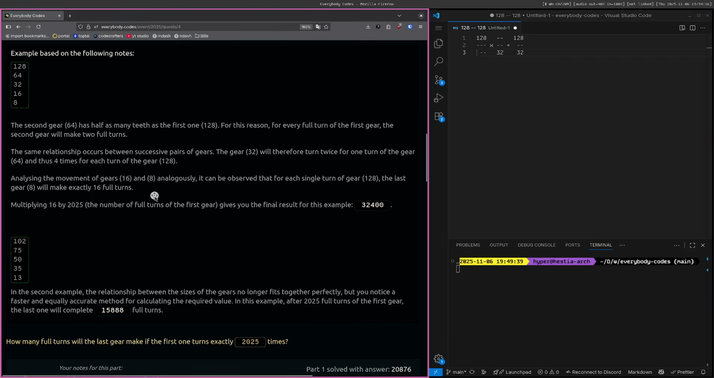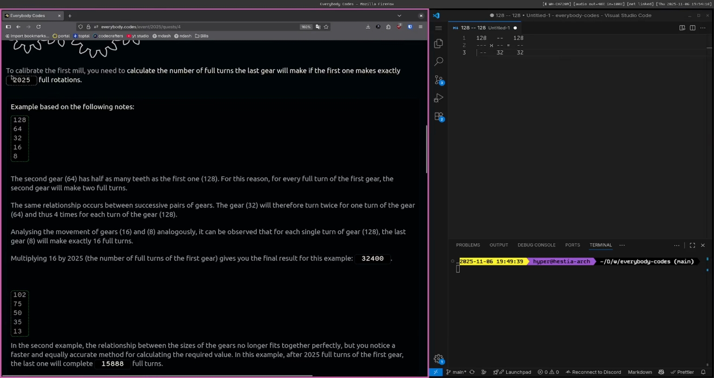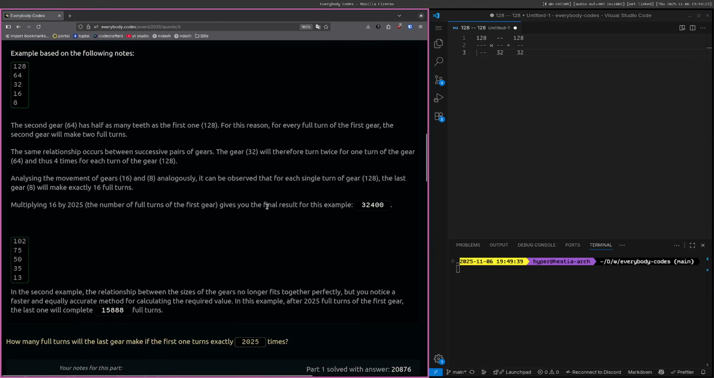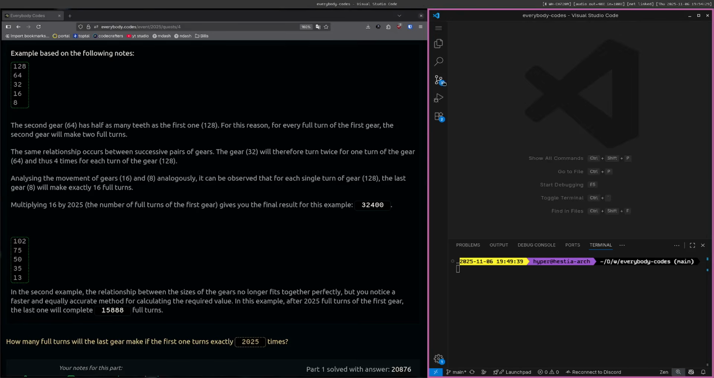So that's really all that this question is asking. We turn the first gear 2025 full rotations, and we want to know how many times the last gear turns fully. And so we just take the first number and divide it by the last number.